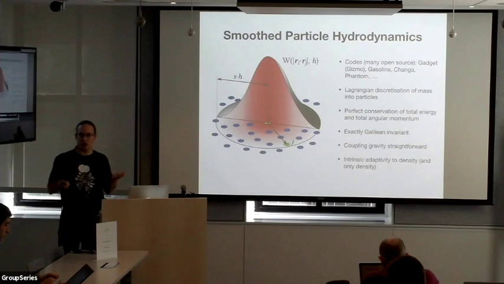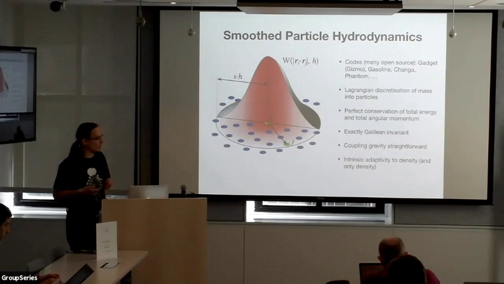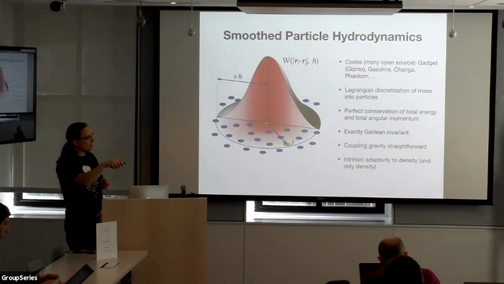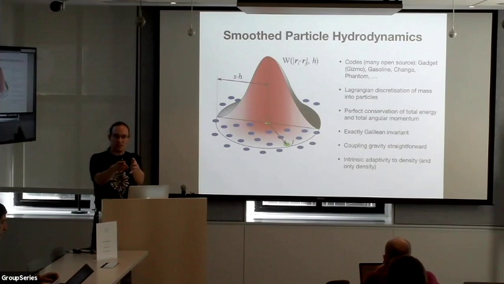Yeah, the coupling to gravity is straightforward. You just calculate gravity forces in addition to pressure forces with your SPH scheme. And the way this works is you have these mass particles, and usually you give them all the same mass. And so when there are more particles in some area, you have a higher density there, you have more resolution. And in underdense regions, you just have fewer particles.